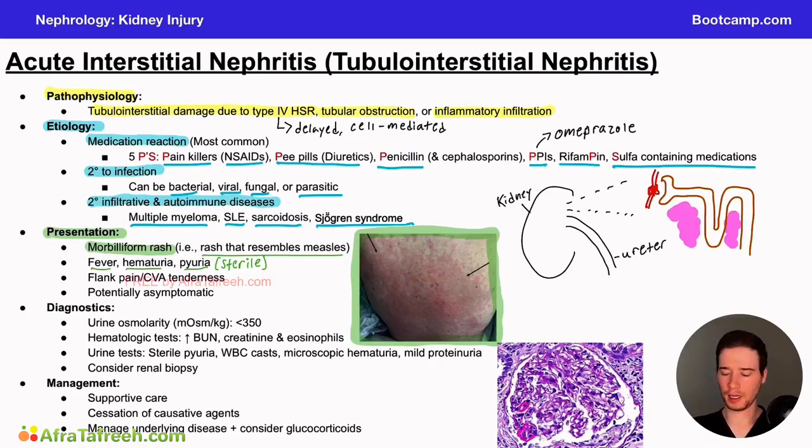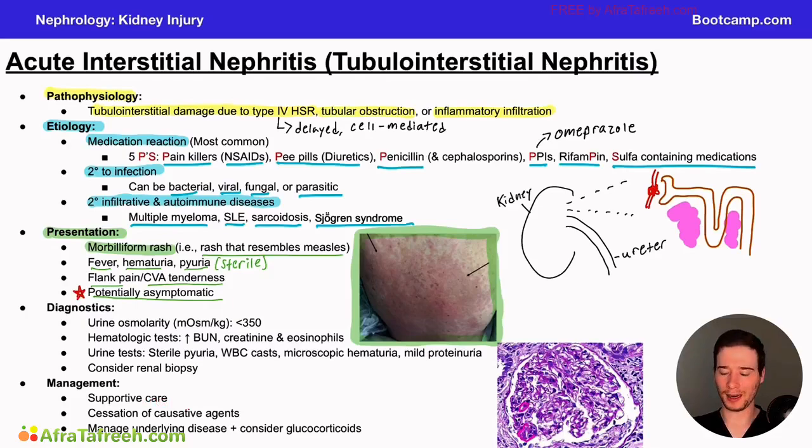Some other key findings might include flank pain or costovertebral tenderness, CVA tenderness. However, it's also important to note that this condition can potentially be asymptomatic. Remember, we talked about with the acute kidney injuries that they can also present asymptomatic, but as they get progressively worse, symptoms tend to develop. Same thing applies here. Patients can have a very mild case of acute interstitial nephritis. As it gets worse, symptoms can eventually develop.